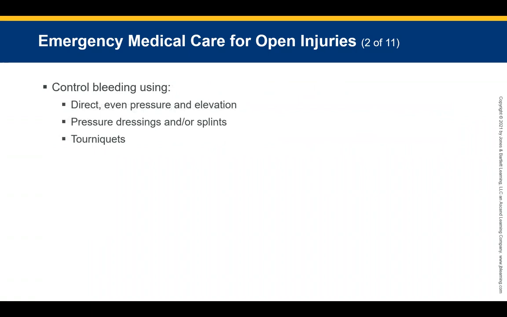Control bleeding using direct pressure, elevation, pressure points and or splints, and the last resort is going to be a tourniquet. So if I'm applying a dressing to your arm and it bleeds through, I apply more bandages and I elevate your arm. If for some odd reason the elevation still does not work, I can find pressure points. Pressure points are where the blood vessels come through, and I'm able to apply pressure in that area, and it slows down the bleeding.